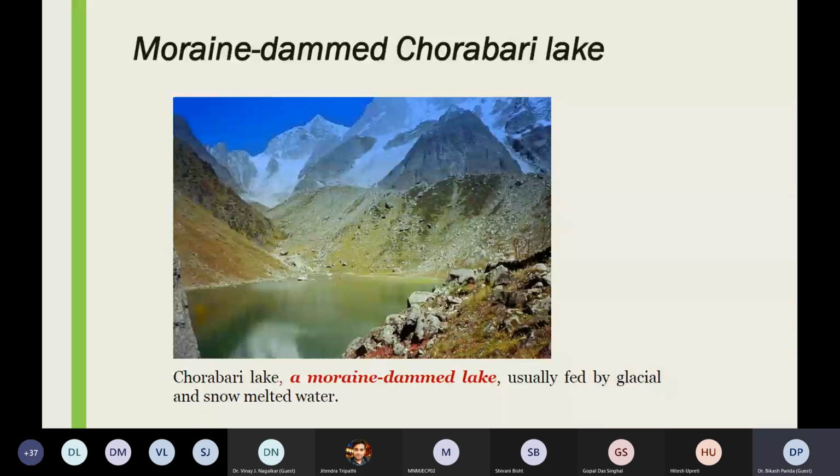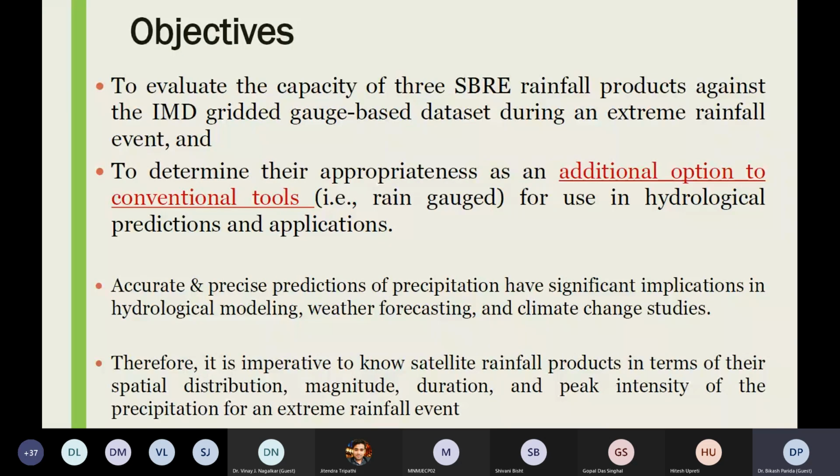In this study, the objective was to evaluate the satellite based rainfall estimates, that is SBRE. We have different products of satellite based rainfall. We compared them with the IMD data to test whether the rainfall that we get from the satellite data can be useful for any kind of models, related to hydrological models for different applications.